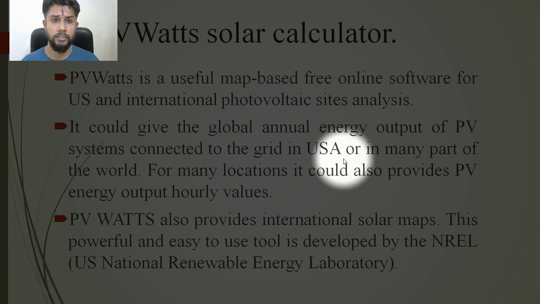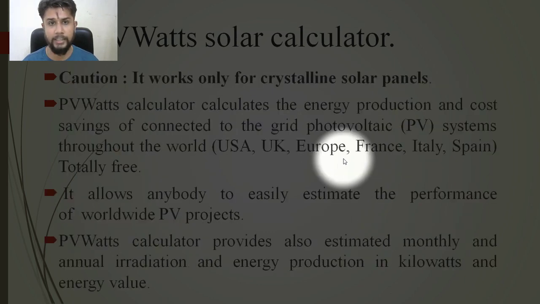This is a useful map-based free online software for US and international PV site analysis. It can give the annual energy output of PV systems connected to the grid in the USA or in many parts of the world. PVWatts also provides international solar maps. This powerful and easy to use tool is developed by NREL. It works only for crystalline solar panels.